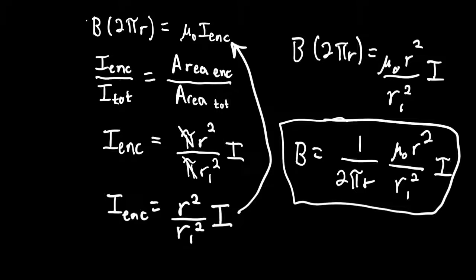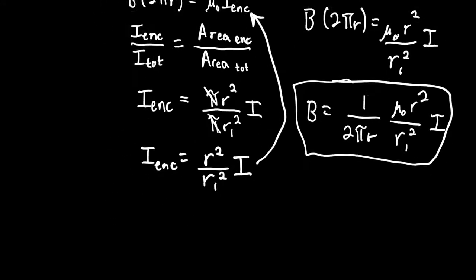This is for R smaller than R1. Okay? So this is probably the second hardest part of the problem. Next part.